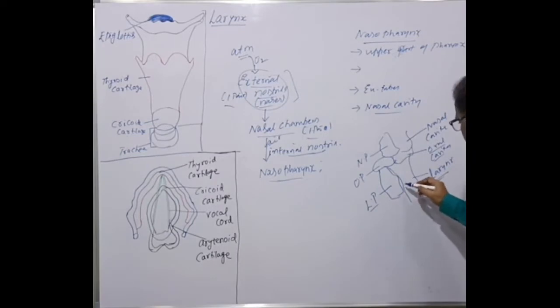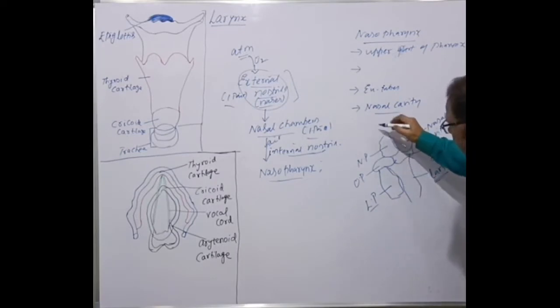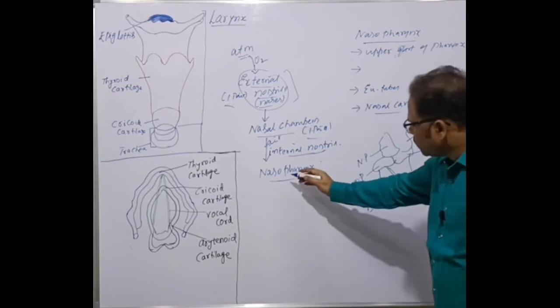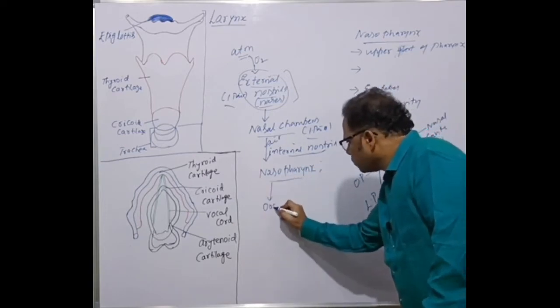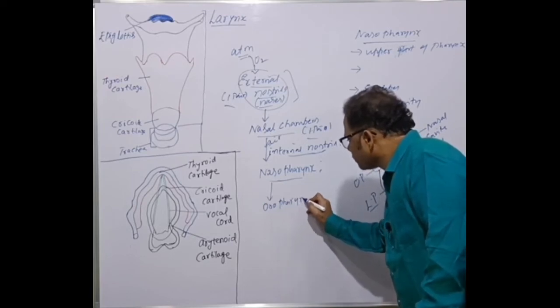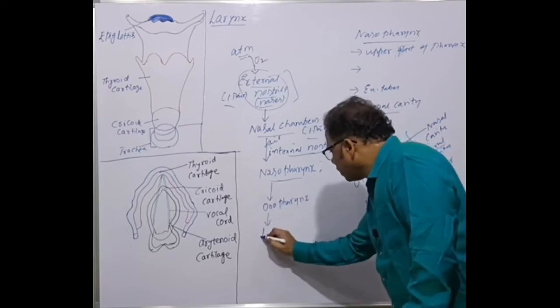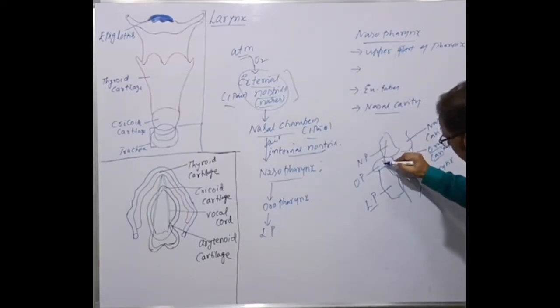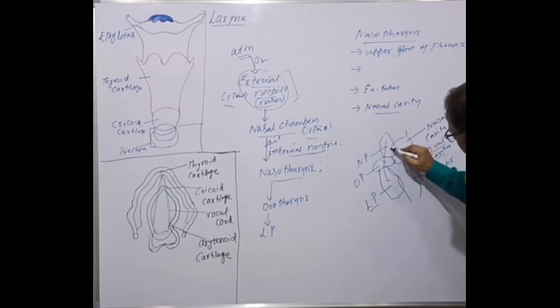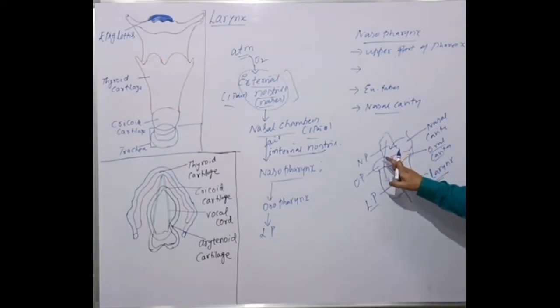Yes. And the laryngopharynx here. See, the air enters up to the nasopharynx, isn't it? Then the air enters into which one? The oropharynx. From the oropharynx into the laryngopharynx. So in this downward direction the air is entering. From the nasal cavity, the air enters the nasopharynx, then the oropharynx, then the laryngopharynx. From the laryngopharynx, it is connected to which one? The larynx.